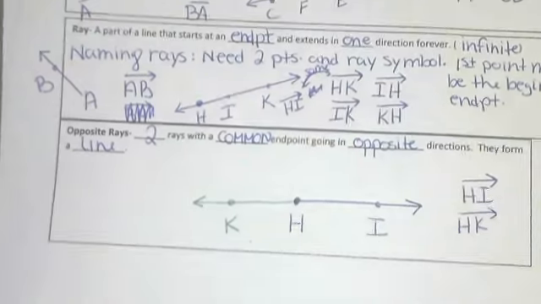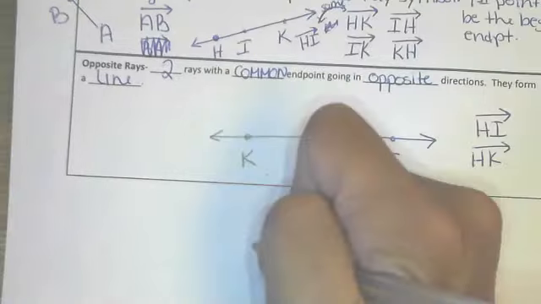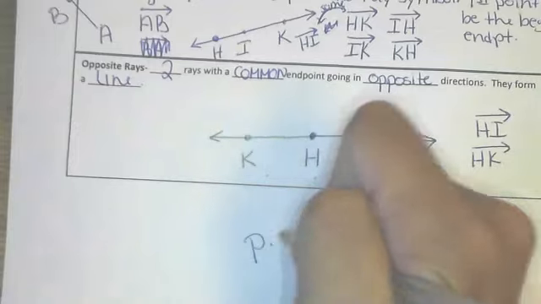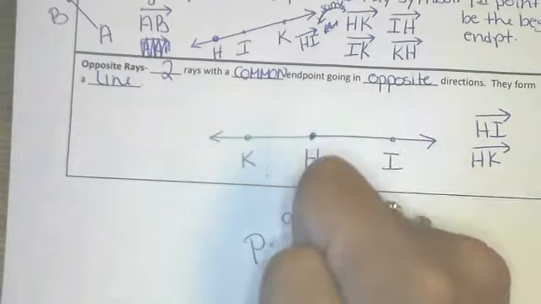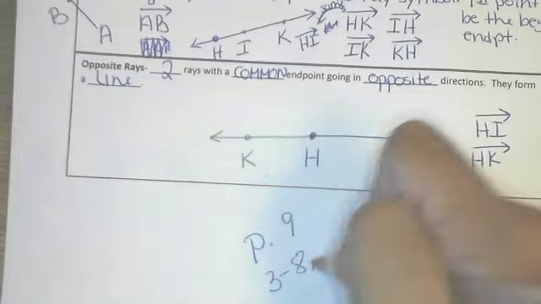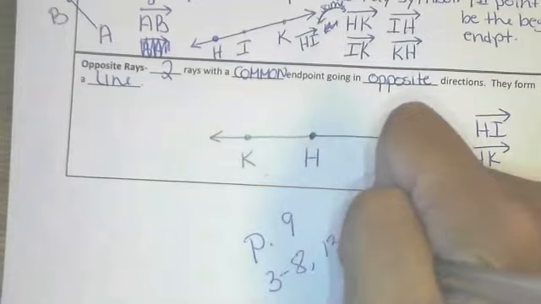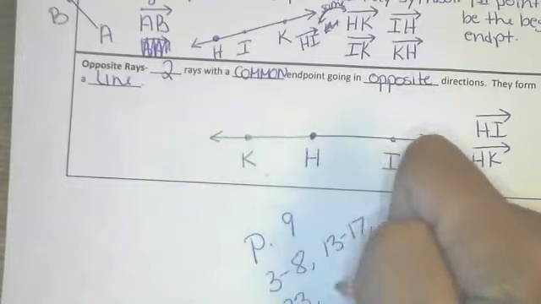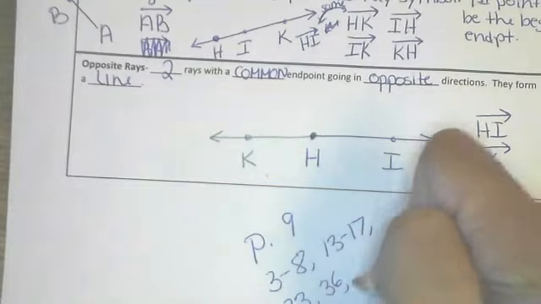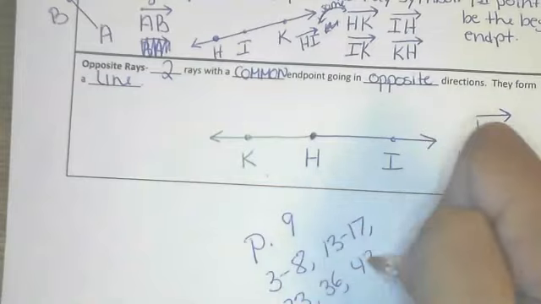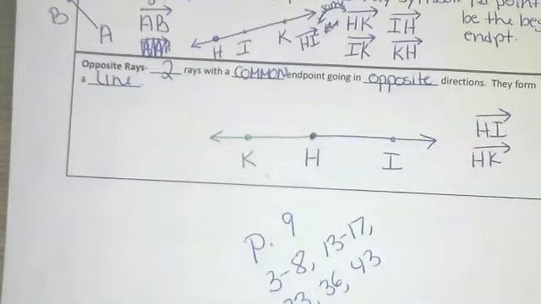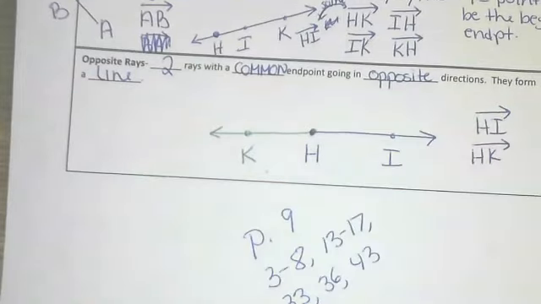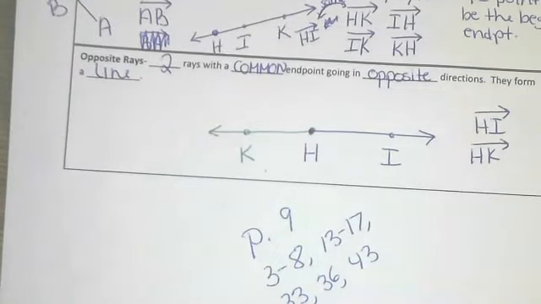Okay, we made it through our first section of notes. Your homework, page 9, 3 through 8, 13 through 17, 33, 36, 43. So people at home, you might not have your book. I'll put a book up under the camera here so you can do some of the work after everybody gets it written down.